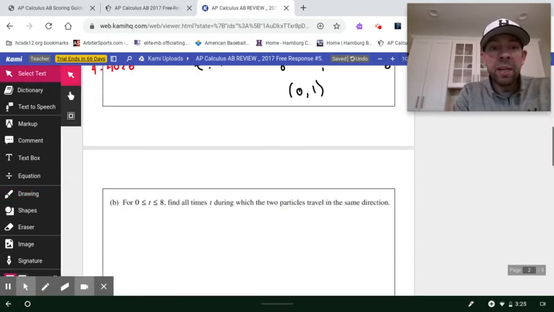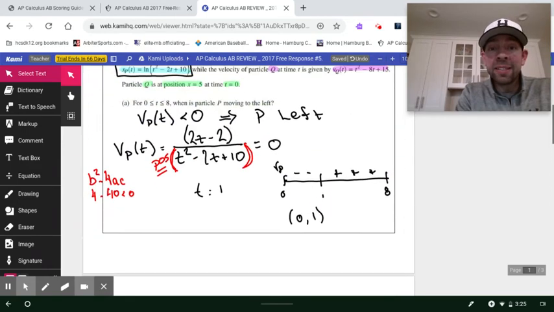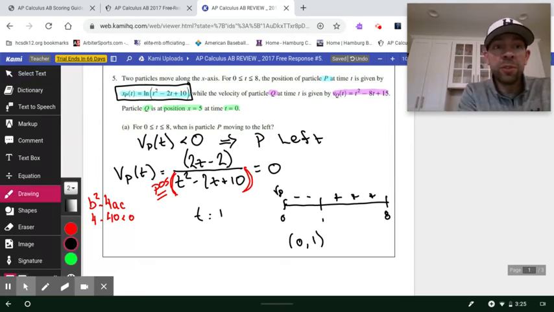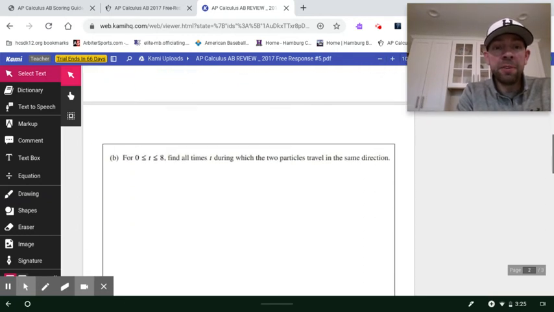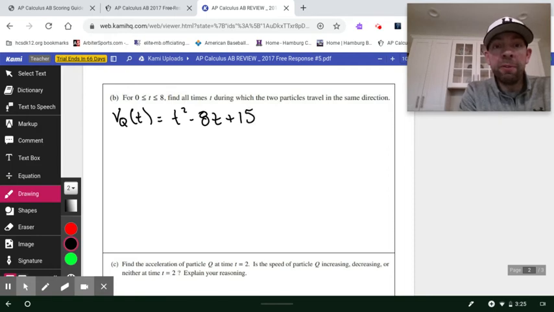All right. Now in part B, we're going to try to determine when the two particles are traveling in the same direction. I've already got the sign chart for P's velocity. Now I want to do the same thing for Q. I'm going to try to memorize that function really quick. t squared minus 8t plus 15. Hope I wrote that right. And the good news is this one is very much factorable. And so we're getting critical points at 5 and 3.